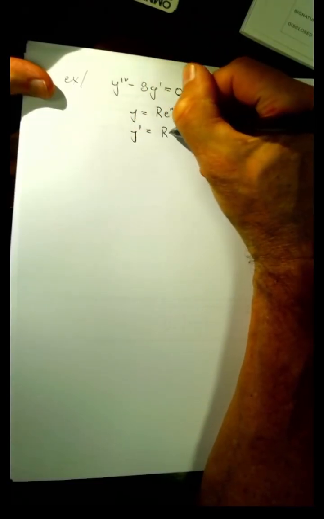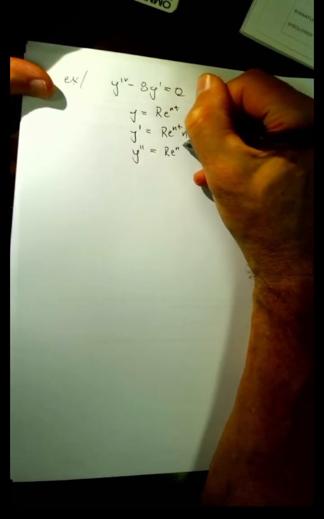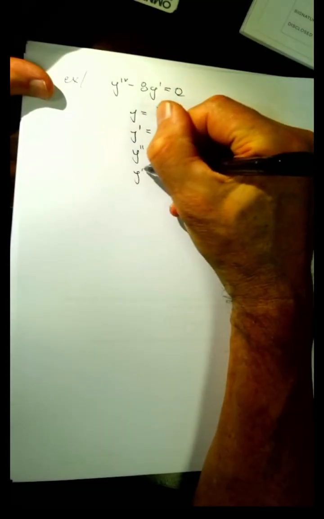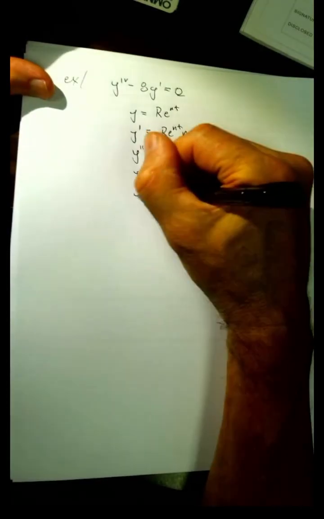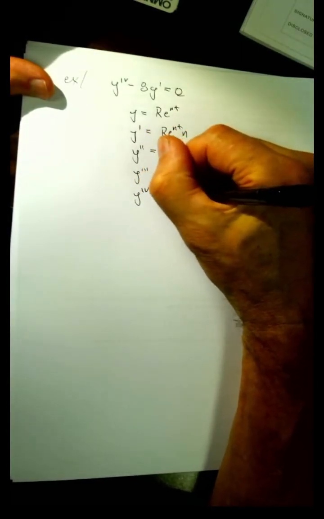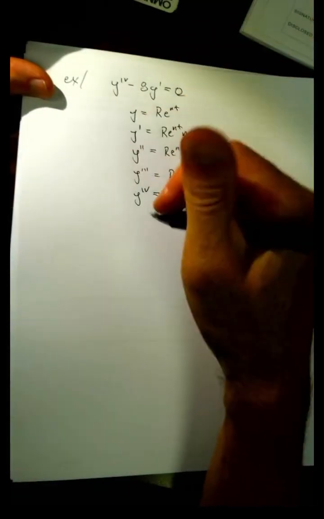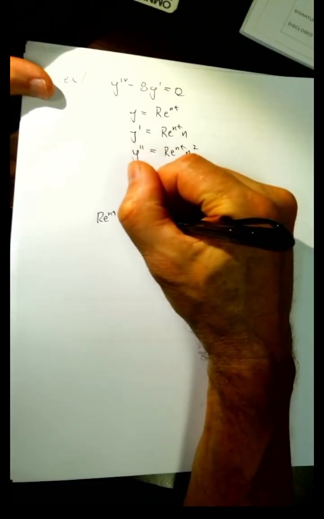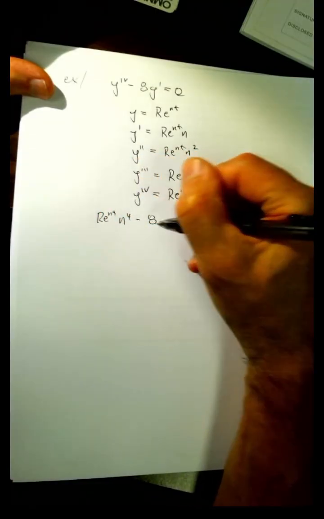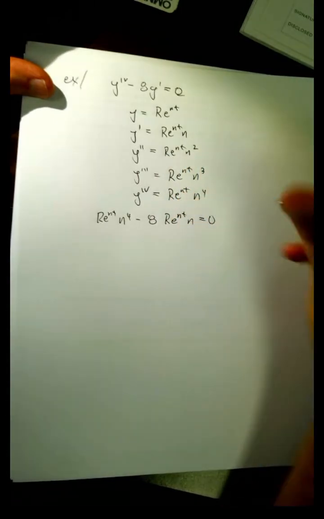So the first derivative is r e to the nt times n. Second derivative is r e to the nt n squared. Third derivative is r e to the nt n cubed. And the fourth derivative is r e to the nt n to the fourth. Plug that into the original equation. I get the fourth derivative, r e to the nt n to the fourth, minus 8 times y prime, so r e to the nt n, is 0.